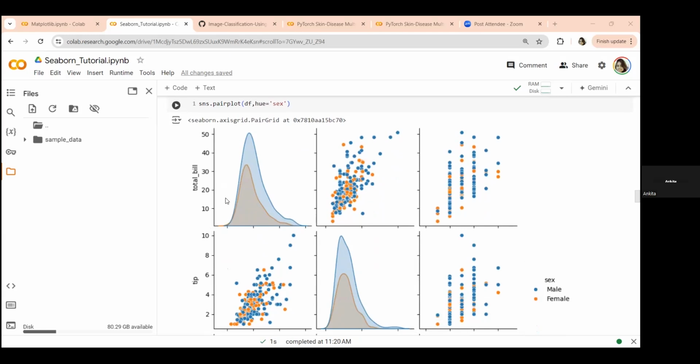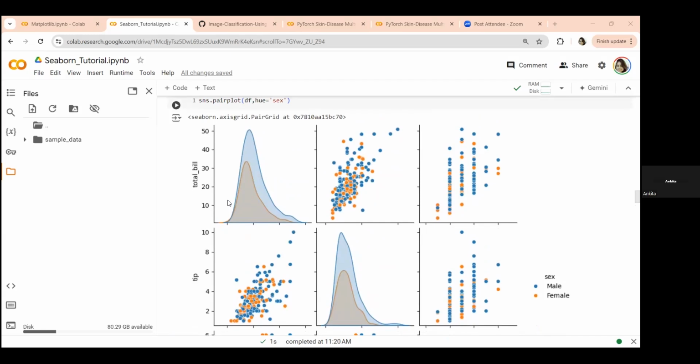So here we are comparing between these three features, but another feature is also present, the sex feature, which is a categorical feature. The hue value must be categorical. Here sex is a categorical feature because it contains only two values, female and male. No other values are there.